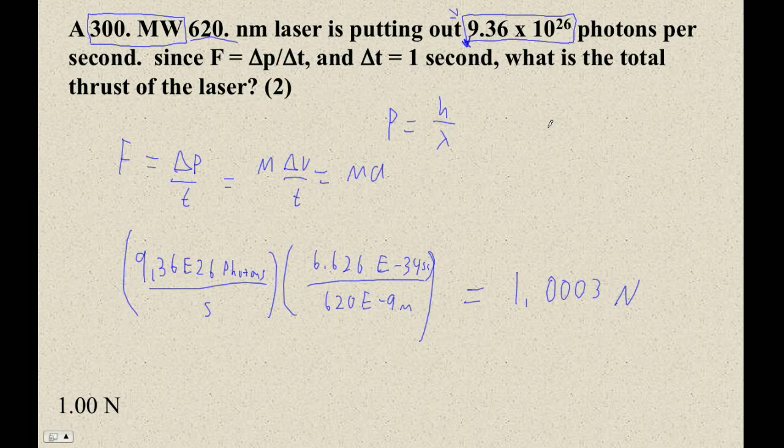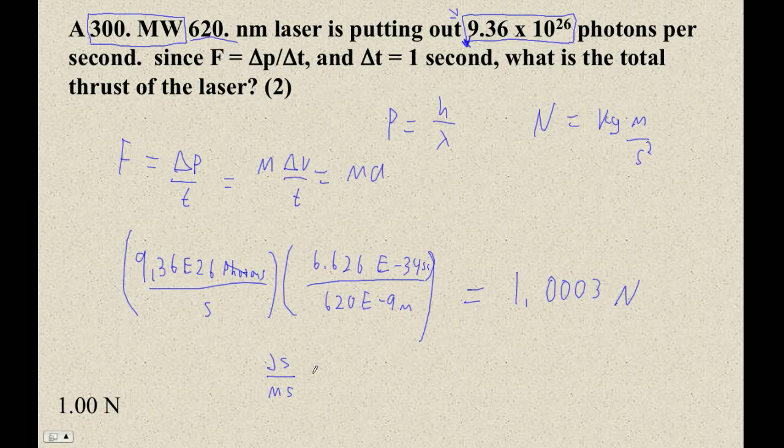And how is it a newton? Well, let's see. A newton is a kilogram meter per second squared, right? Because F equals ma, right? Okay, so how is that the same thing? This is, by the way, momentum per photon, right? So the photons go away, right? And then you end up with joule seconds per meter second, right?